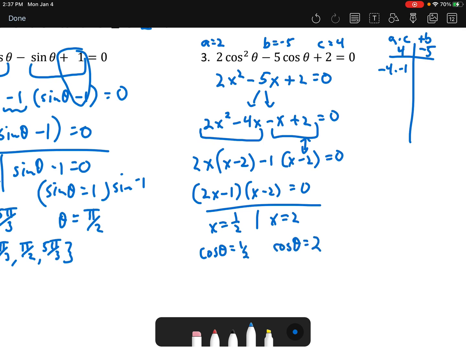Now we have a problem, do we not? Yes, we do. Is there any way to make cosine 2? No, the most it can be is 1. So then we don't even have to worry about that. So we're going to do the inverse cosine of 1/2. So theta is 1/2 again at pi over 3 and 5 pi over 3, and we're done.